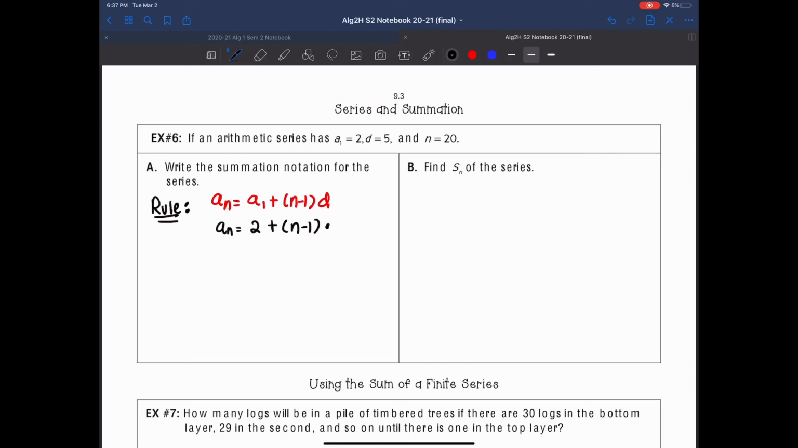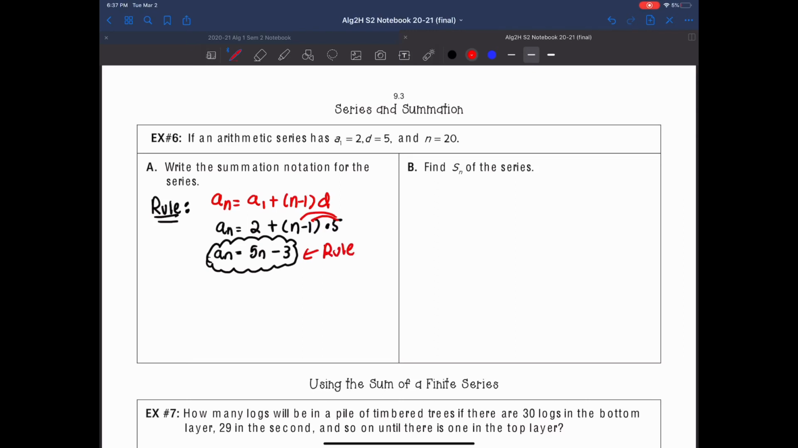And d is 5. If I distribute this and clean it up a little bit, I have 5 times n is 5n, 5 times negative 1 is negative 5. So we're going to get a sub n equals 5n. Negative 5 plus 2 is going to give me negative 3. This is the rule of the summation notation. So this is what I call the rule.